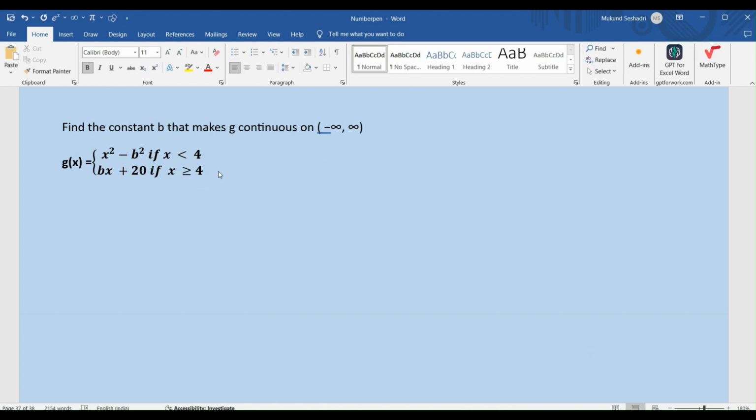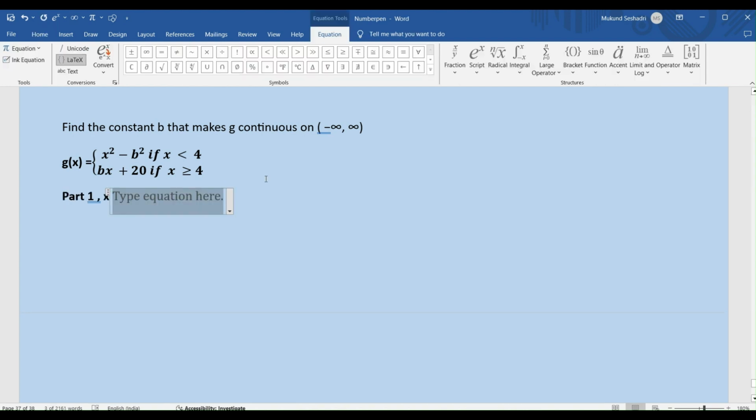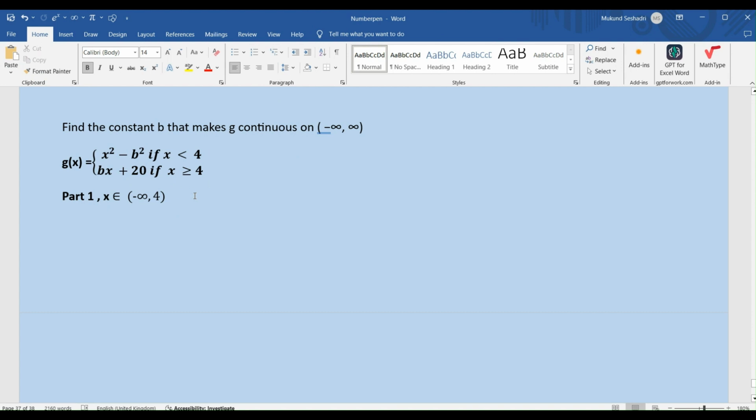So, like we solved in our previous videos, if I take a look at x less than 4, which is my interval minus infinity to 4, the open interval minus infinity to 4, folks, I don't think we need to worry about this because we have a polynomial function x squared minus b squared. Now b is a constant and that's what we've been asked to find. So I know that my function g is continuous in this interval.